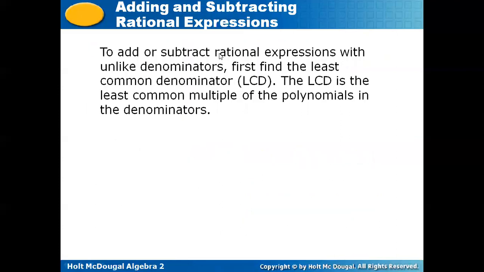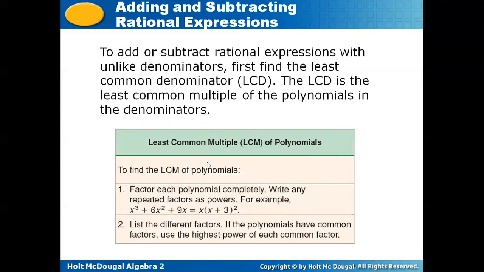To add or subtract rational expressions with unlike denominators, first find the least common denominator, or the LCD. The LCD is the least common multiple of the polynomials in the denominators. To find the least common multiple, or LCM, of polynomials, first we factor each polynomial completely and then write any repeated factors as powers.